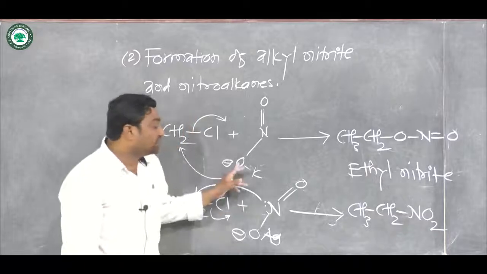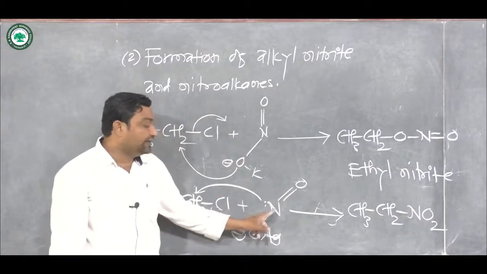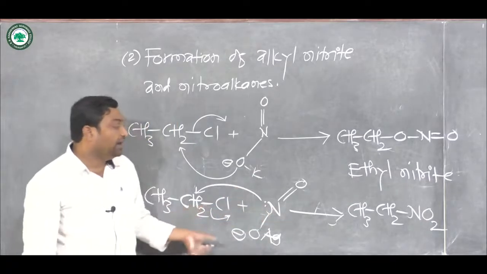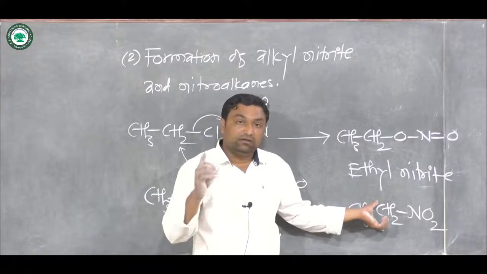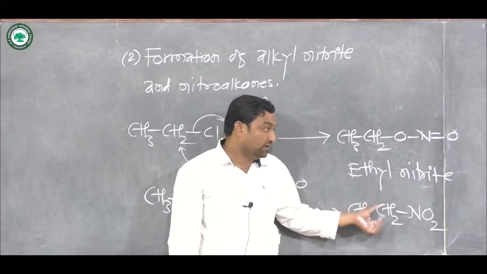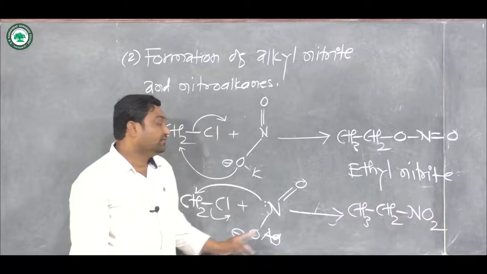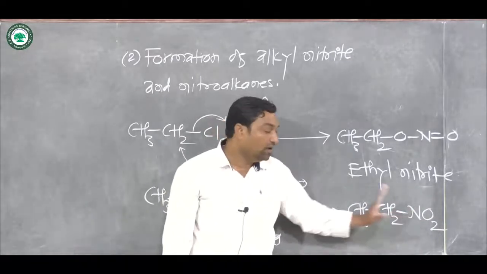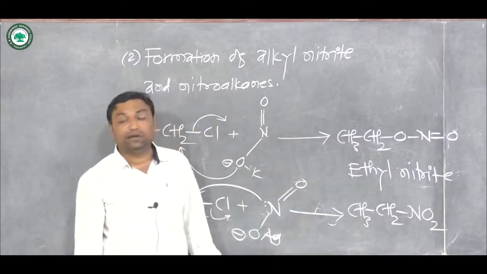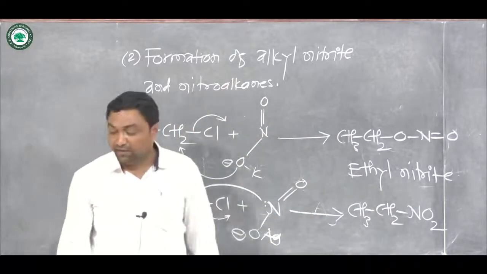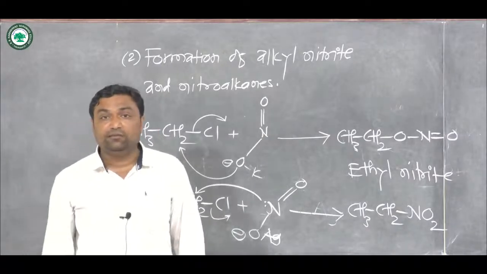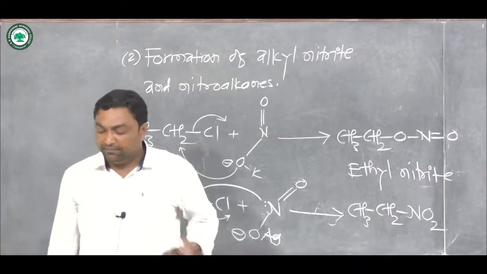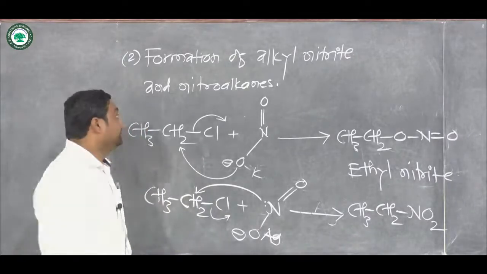Instead of this oxygen atom, if the nitrogen atom acts as a nucleophile, then we obtain a nitroalkane as a product. Here in this reaction we obtain nitroethane. This is the second reaction of this chapter. Like this reaction, another reaction is also there, which is nothing but the synthesis of alkyl nitrile and isonitrile.